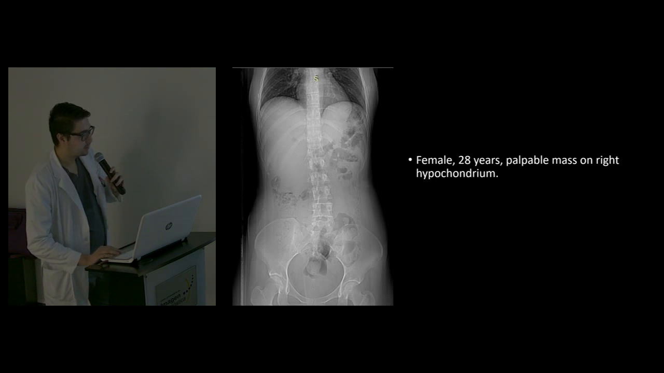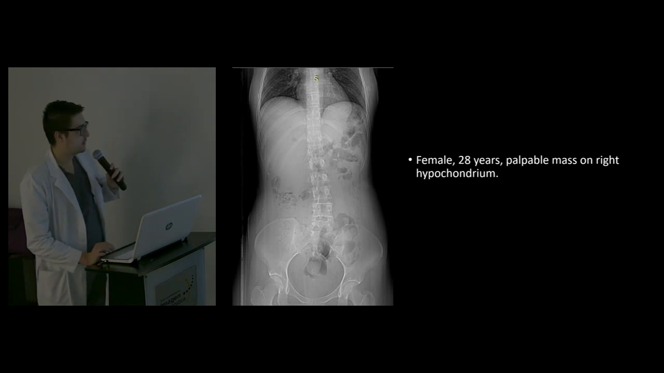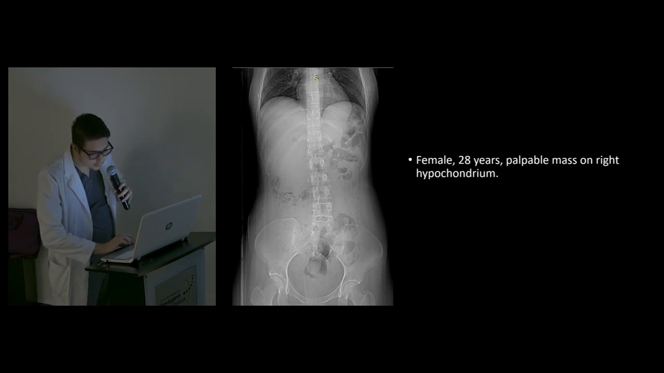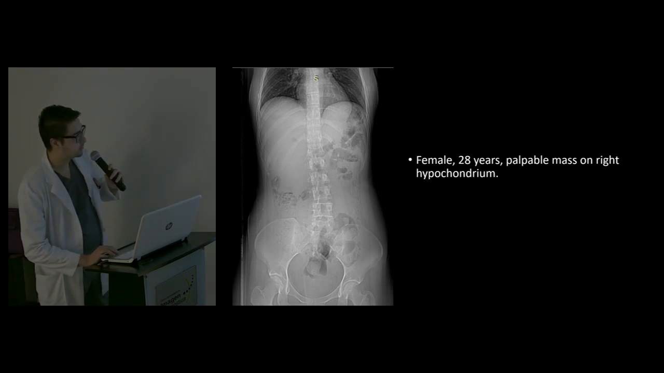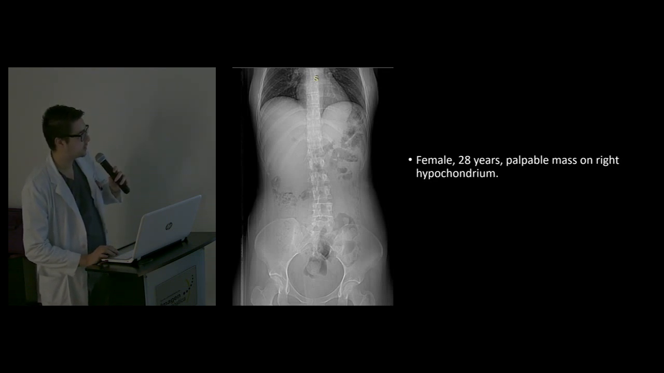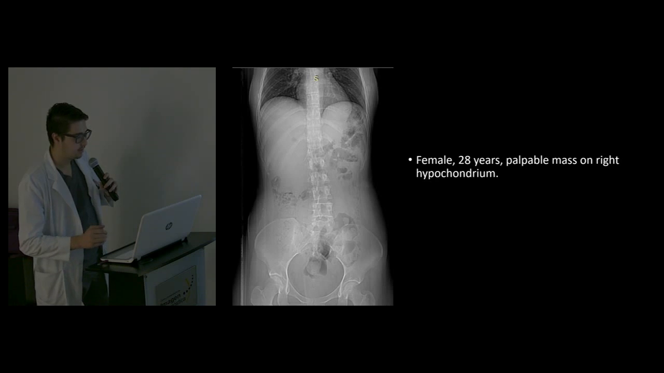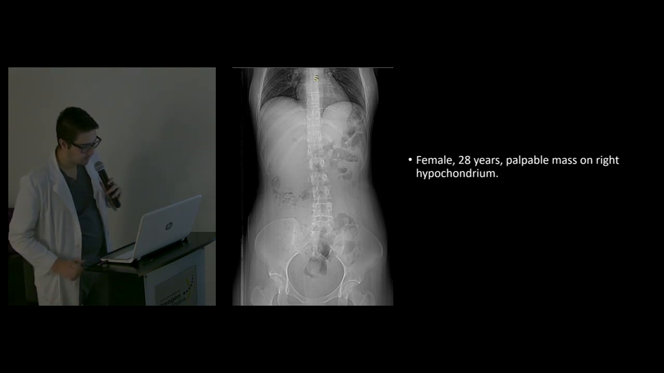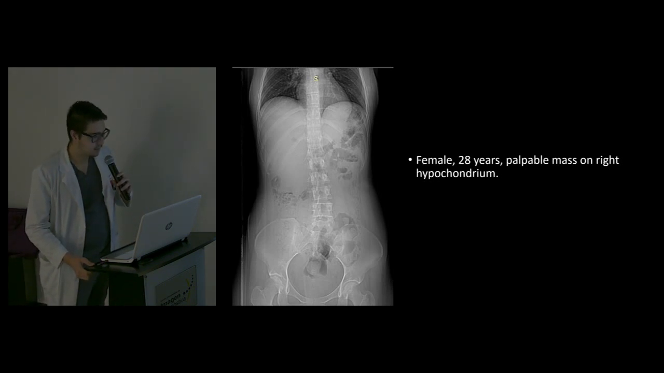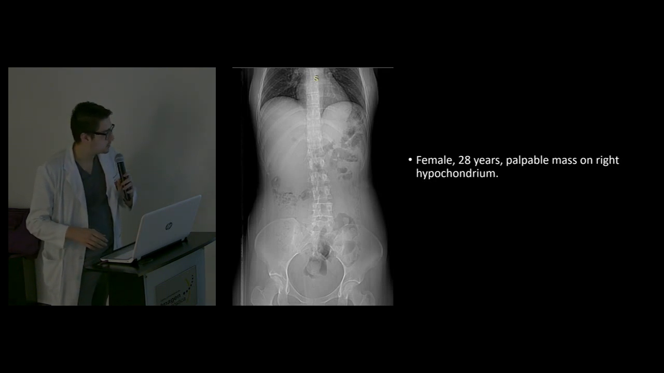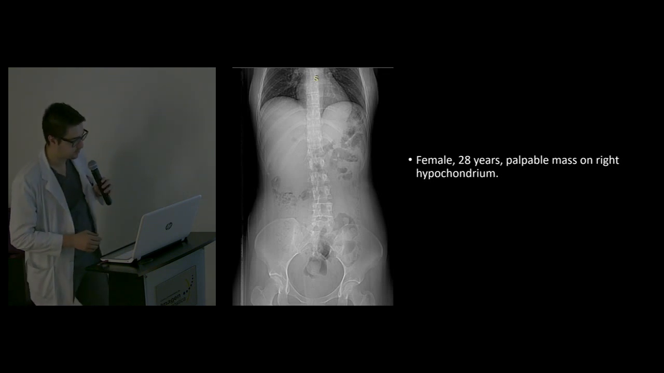The patient is a female who is 28 years old, and the clinical symptom is a palpable mass on the right epicondyle. There was an ultrasound first as the first imaging approach. We didn't have that, but in the ultrasound they found a complex cystic mass in the right epicondyle. So they suggested that the patient undergo a contrast CT.